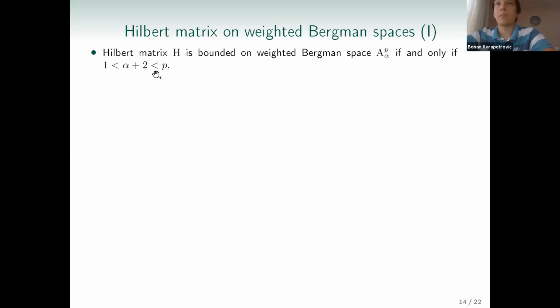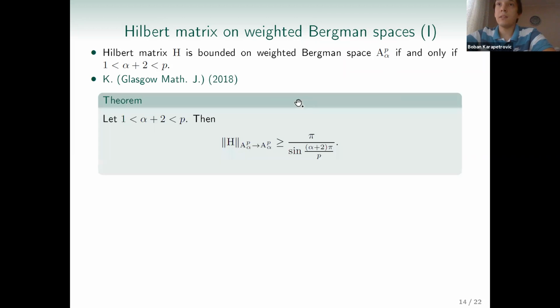So someone can ask, what is the norm of the Hilbert matrix H on this space A^P alpha? And we have this result for all P greater than alpha plus 2, in all the range of P. We have this lower bound for the norm of the Hilbert matrix H on the weighted Bergman space A^P alpha. And I will give a proof of this theorem, only a sketch without calculations.